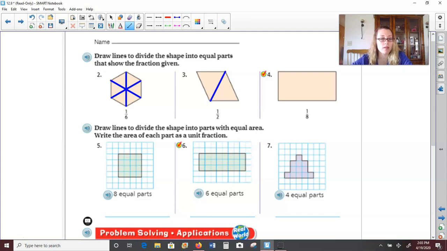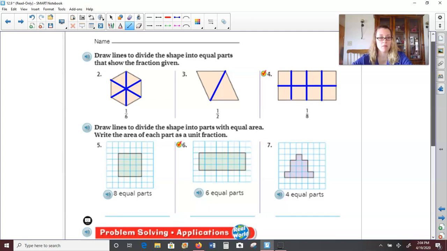On number 4, we need to split our rectangle into 8 total pieces that have the same area. So I'm going to first draw a horizontal line that splits my rectangle in half, so I have 2 pieces. I'm going to draw a vertical line straight down. Now I have 4 pieces, and then I'm going to split each of those down the middle, and this should give me a total of 8. So now I have 8 smaller shapes within my rectangle that each have the same area.